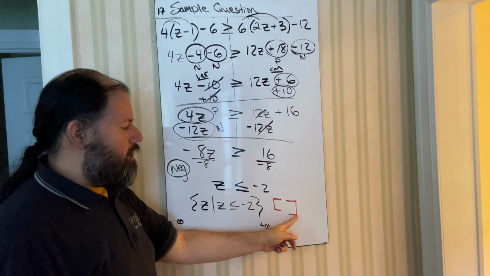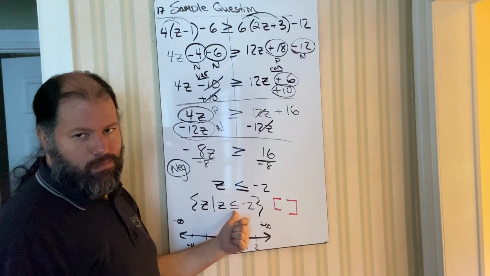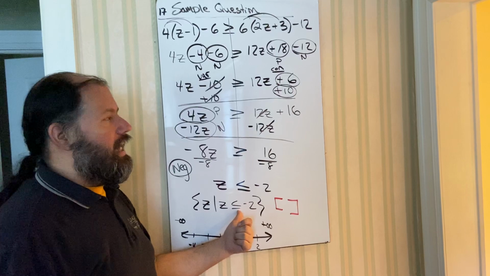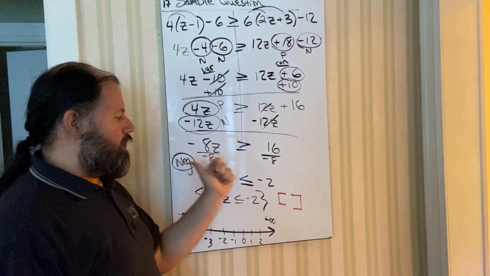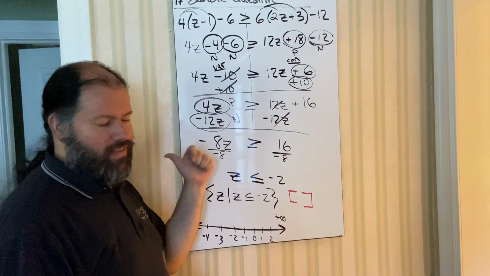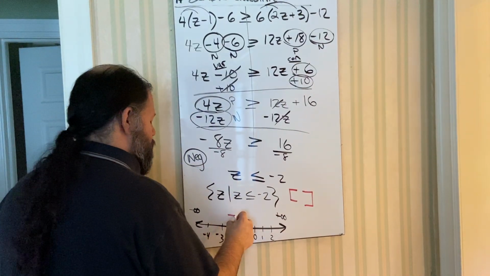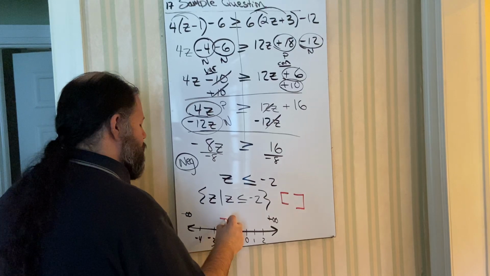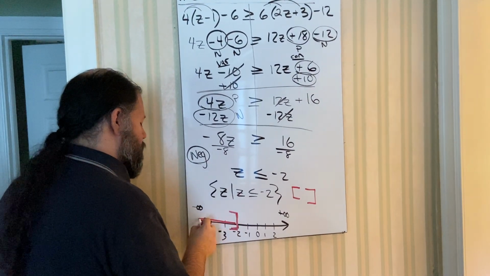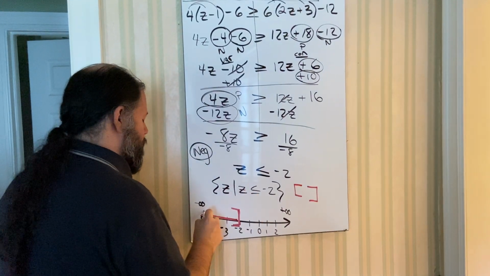Which of these 2 brackets are we gonna use? Well, let's see which way this is pointing. This, because the variable is on the left, is saying less than. So we want to go shade towards the negative, so I want to use this one because it's opening up to the negative. Notice I put it at -2 because that's where it tells me to put it. And then shade towards the negative because we want to go less than.